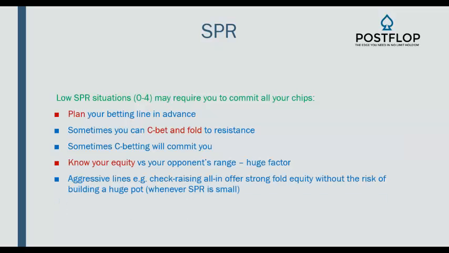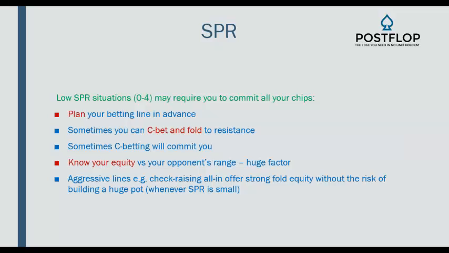Aggressive lines are available to you in low SPR spots. I recommend you only take them when you're able to put your opponent in a difficult spot with a large percentage of his hand range. If your opponent is just going to fold out his really weak hands and call with all of his other hands, then you're not really achieving too much by being really aggressive. You may as well check call or take a different line.